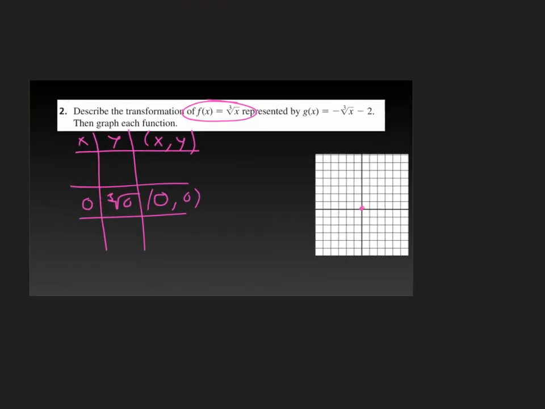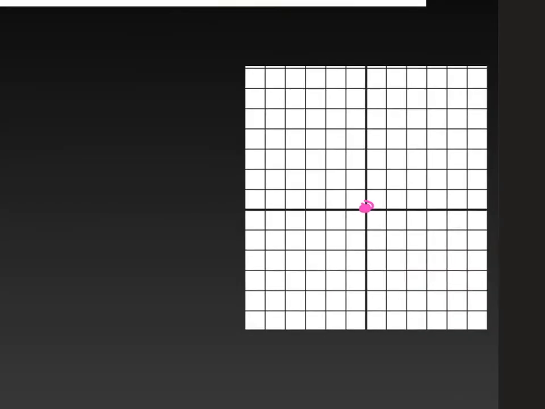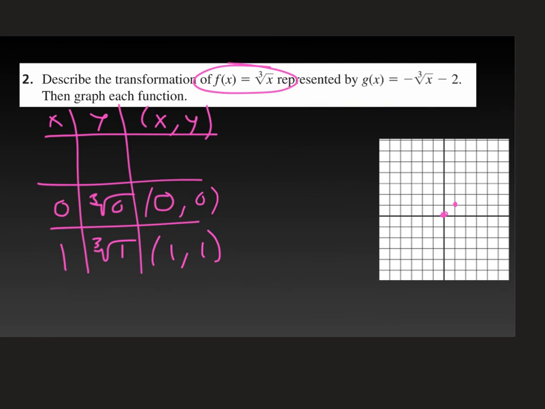What else can we plug in? 1. What's the cubed root of 1? 1. So our next point's 1, 1. Go right 1, up 1. What else can we plug in? -1. So with cubed root, we can plug in negatives. So what's the cubed root of -1? -1. So -1, -1 is our third point.